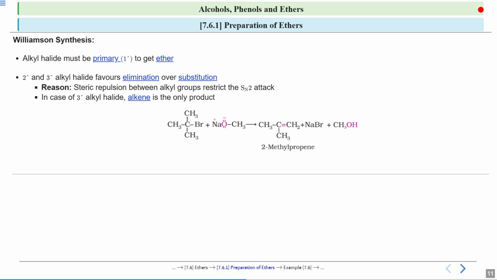In Williamson synthesis, if you want to get an ether, then you should prefer a 1-degree alkyl halide. So from a 1-degree alkyl halide, when it reacts with the butoxide, which is tertiary butoxide, you get an ether. And when your tertiary alkyl halide reacts with this butoxide, then you get an alkene and not an ether. I hope this is clear now.